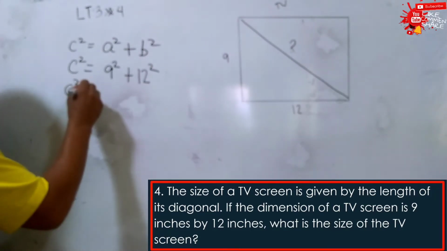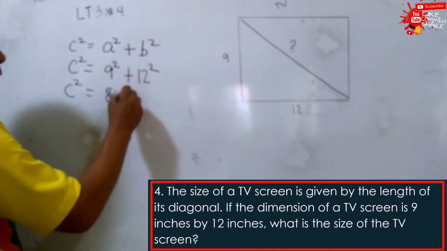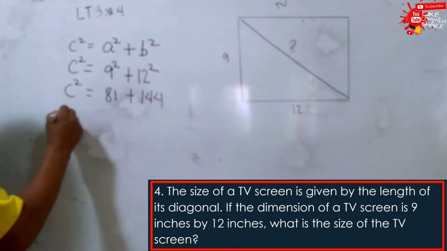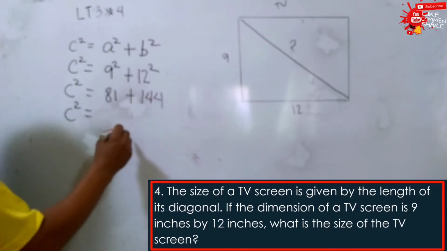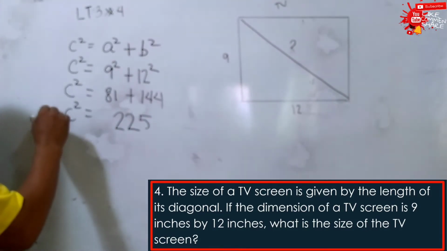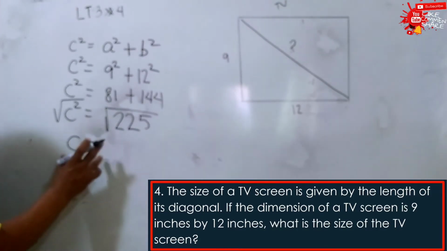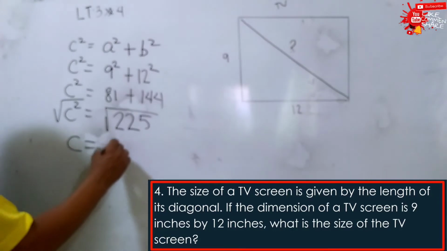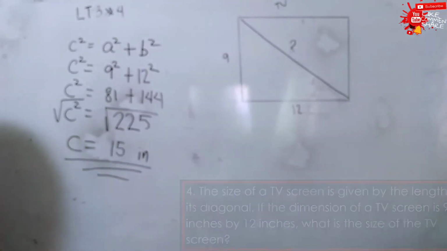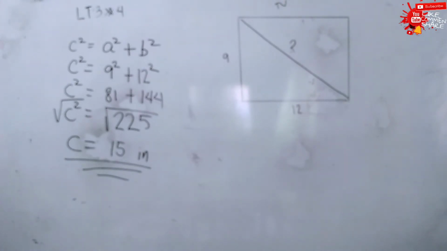So, continue lang po natin. So, 9 squared, that is 81. And 12 squared, that is 144. Okay, add lang po natin. Simplify. 81 plus 144, that is 225. And get the square root, both sides. So, the diagonal or the size of the TV is 15. So, 15 inches. Yan yung sagot natin sa sample natin dun na parallel sa question number 4 na sasagutan nyo.